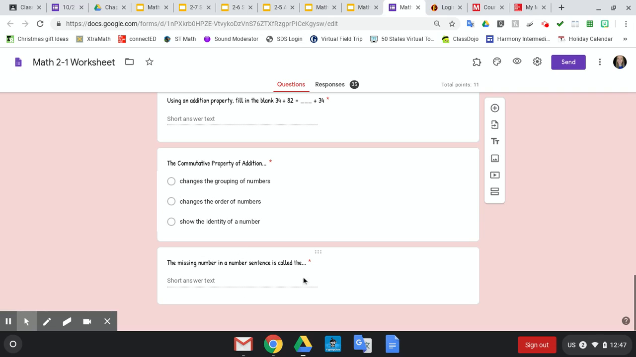The missing number in a number sentence is called the unknown. Anytime we have something that's missing, as long as there's no letter holding its spot, it's just like a box or something, it's called our unknown. We don't know what it is, and that's what we're trying to find. So that's lesson 1. Let's move on to lesson 2.